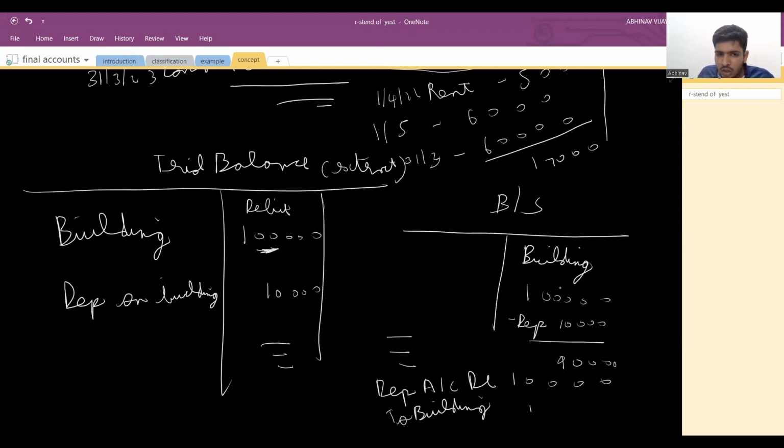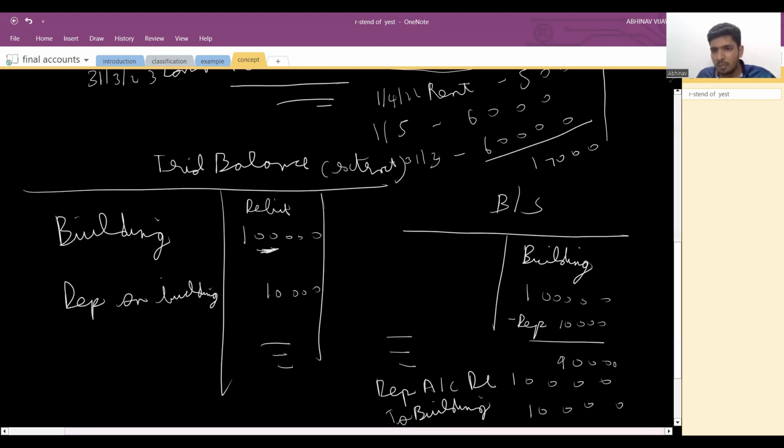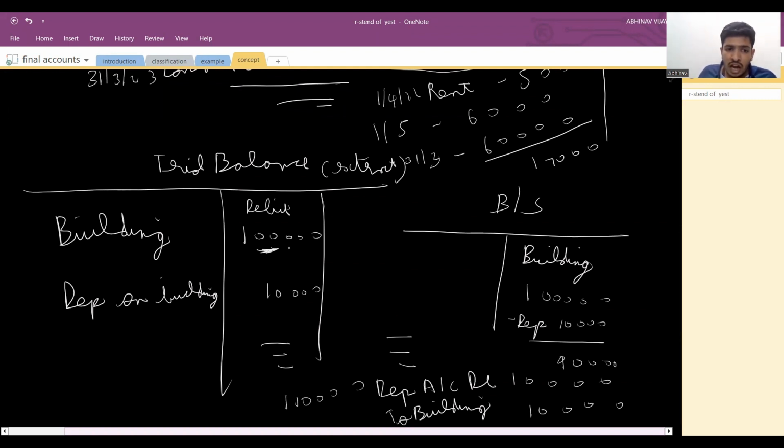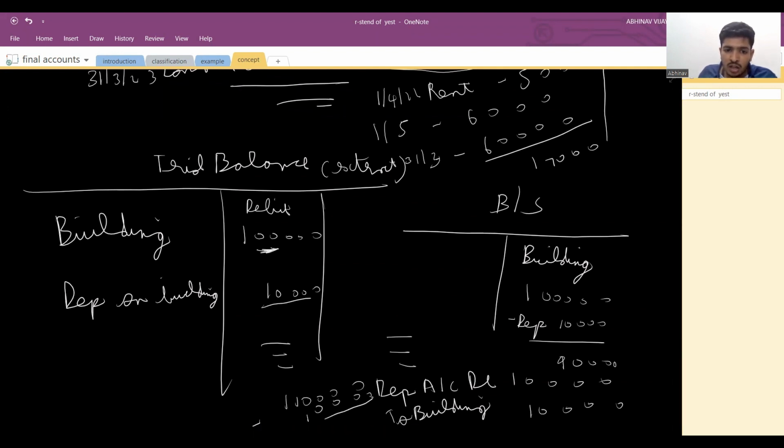10,000 would have already been made, and your building account would have been reduced in your ledger account. And at the end, the balance is 1 lakh rupees. That is, the building must have been 1,10,000 before, and after this 10,000 depreciation, in the end it is 1 lakh. That's what this 1 lakh actually means, because it is as at the end of the year.